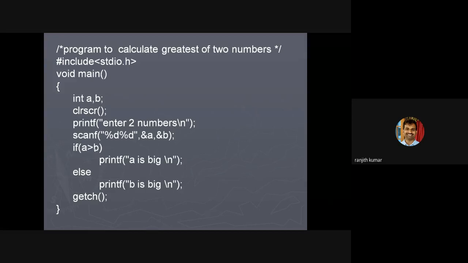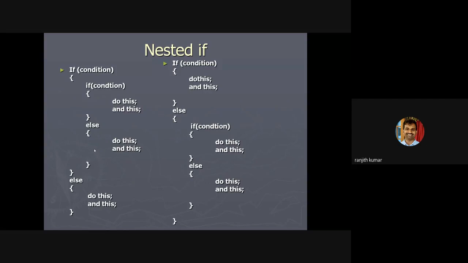Is that clear? Now we will demonstrate at least 2 or 3 programs on if else when we are typing the program. And then you will have a nested if. When you have one condition, if statement. When you have two possibilities, if else. When more than two possibilities, then there is a nested if. Keeping one if condition inside another if condition is called nested if.